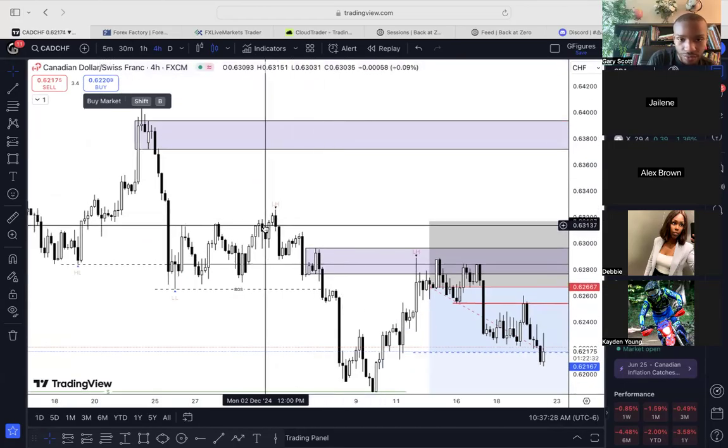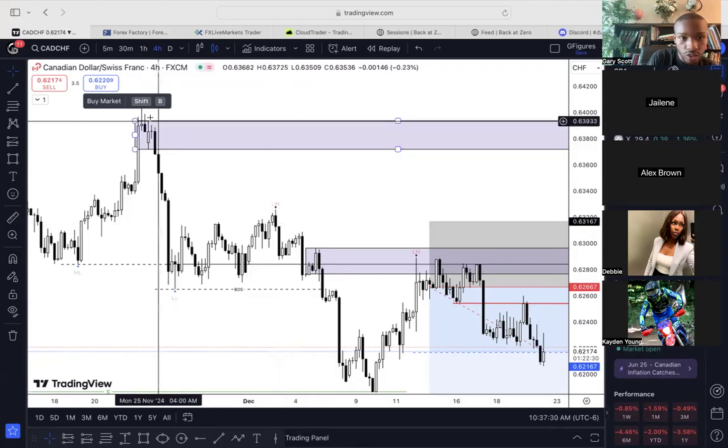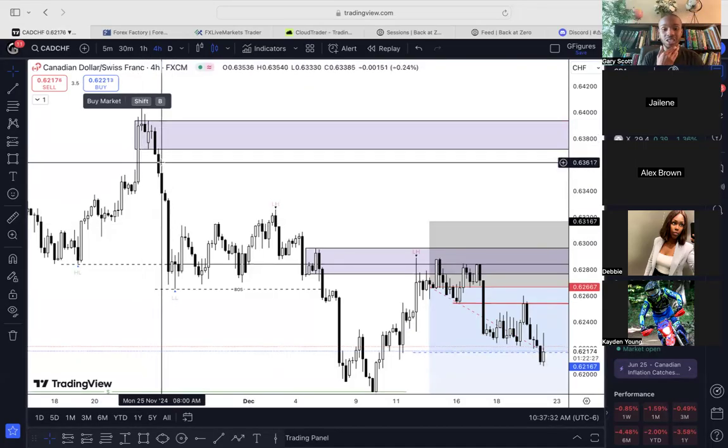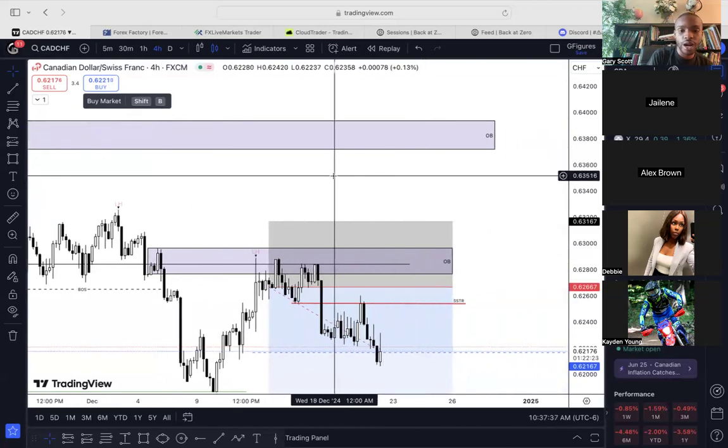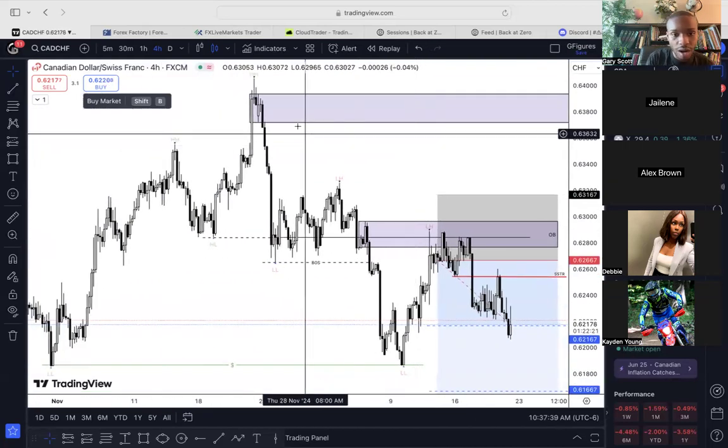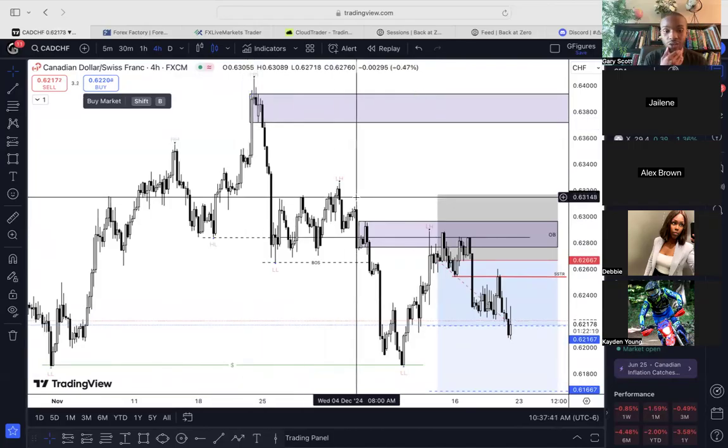But then you also even have one up here, right? And then you also have one here. So price could definitely reach these levels in the future. It doesn't have to be right now, but eventually it probably will reach these areas of value that it hasn't touched yet. All right.